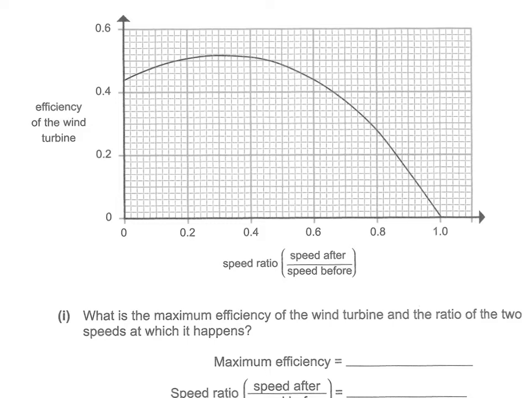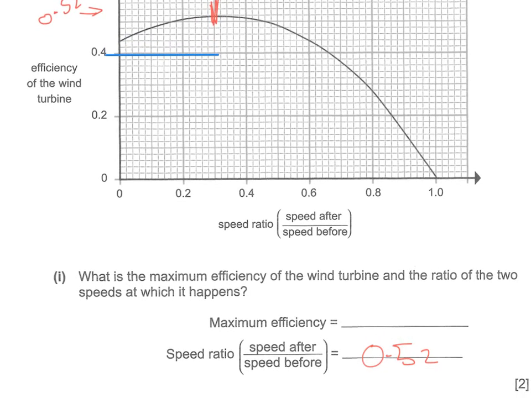And it says, what is the maximum efficiency? So when does the efficiency reach a peak? And I would suggest it's reaching a peak about here. And you can see that is almost corresponding to a value of 0.52 just here. And remember, efficiency doesn't have units because it's a ratio of two things with the same unit, and therefore they cancel.